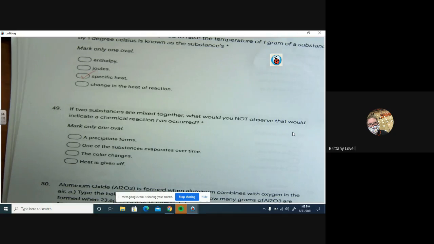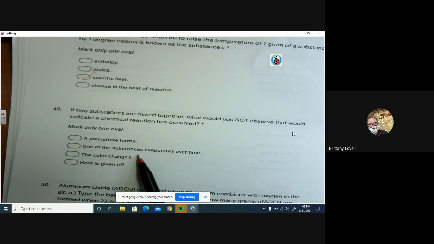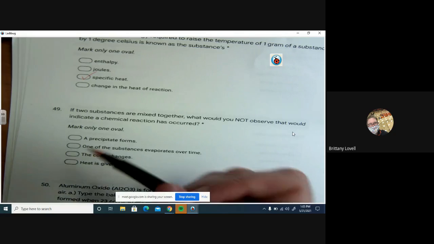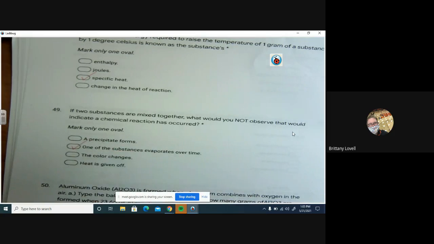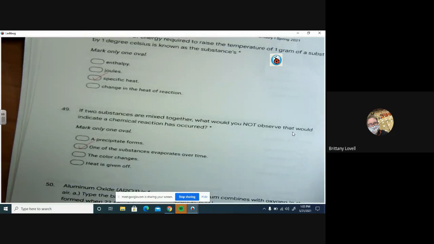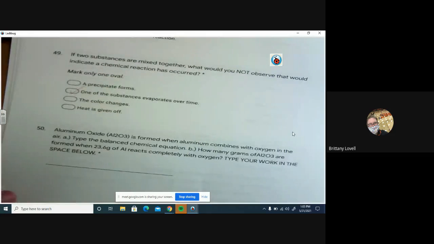Number 49, if two substances are mixed together, what would you not observe that would indicate that a chemical reaction has occurred? Okay, so we're looking for what would you not observe? Well, precipitation is a chemical reaction. If it evaporates over time, that means you're just going from a liquid to a gas phase, so that's just a phase change. Let's check these other ones. If the color changes and if there's a change in energy or heat, those are both indications of chemical reactions. The best choice here is letter B. So number 49 would be letter B, if one of them evaporates over time.